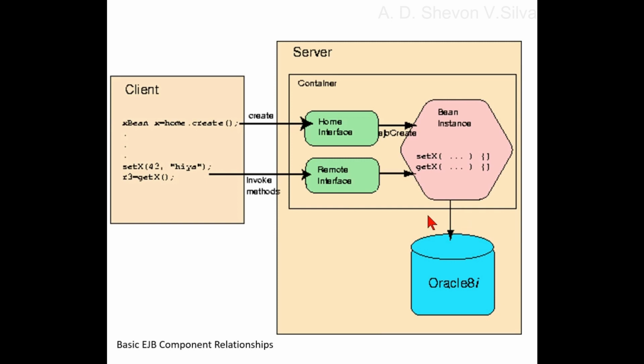The client application itself does not access the bean directly. Rather, the container generates a server-side object known as the EJB object that serves as a server-side proxy for the bean.